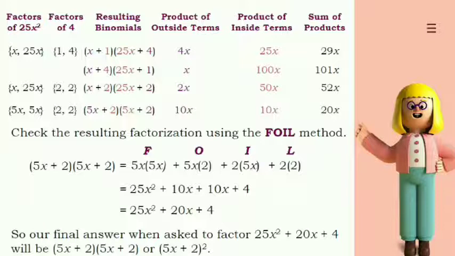So, check the resulting factorization using the FOIL method. Do the FOIL method again, and you will have 25x squared plus 20x plus 4. So our final answer when asked to factor 25x squared plus 20x plus 4 will be 5x plus 2 multiplied by 5x plus 2, or 5x plus 2 to the second power. You may pause this video to review how it goes.